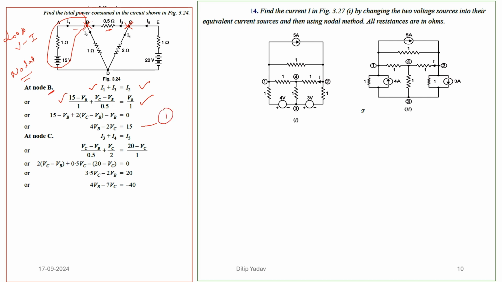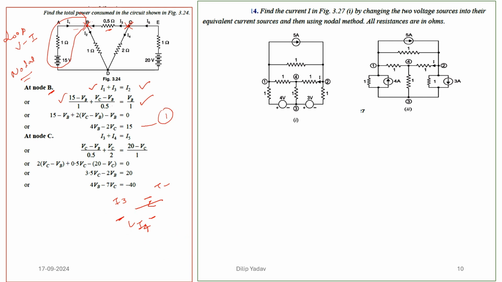Now coming to the node C, I3 is coming this way, I4 is going outward, and I5 is coming inward. So I can write I5 is equal to I3 plus I4. Or, whatever is going out will be taken as positive, and whatever is coming in will be negative, so it will be minus I3 and minus I4. So we got the key to how the sign conventions are taken.